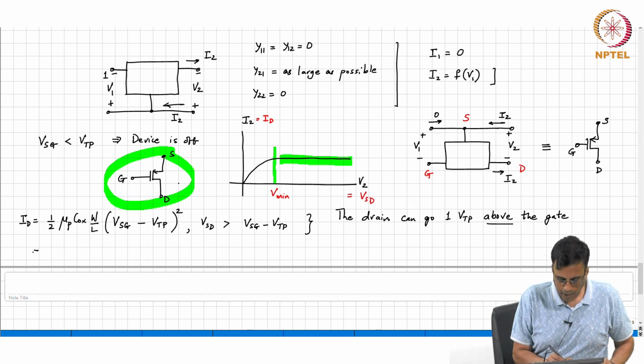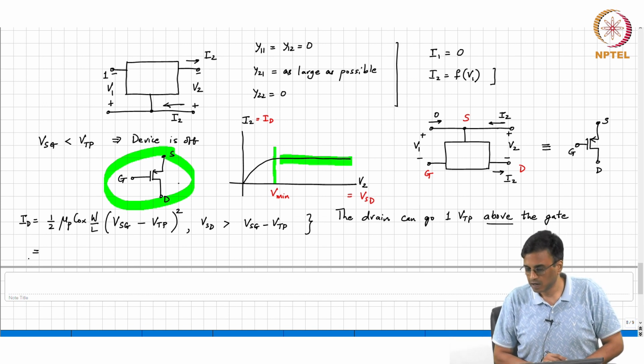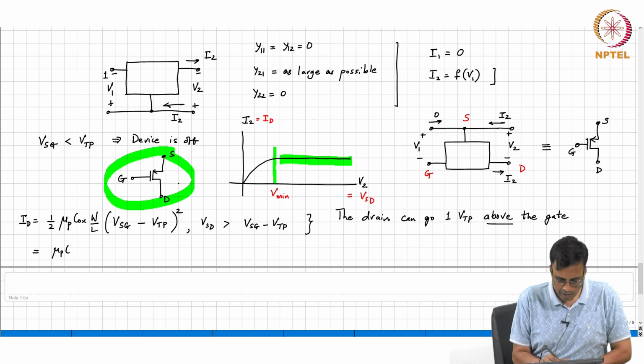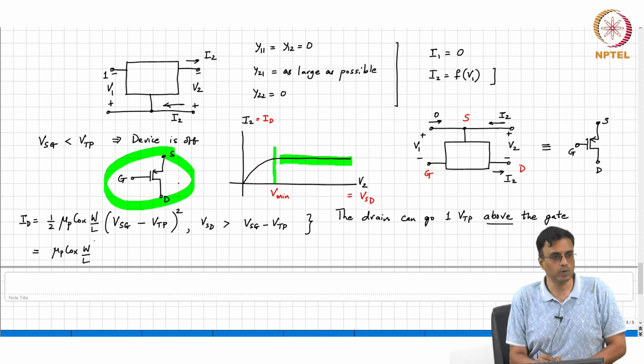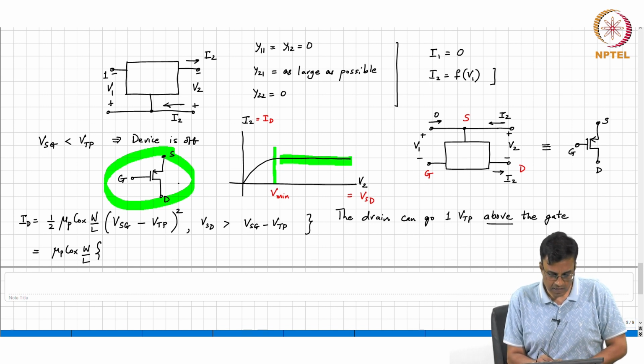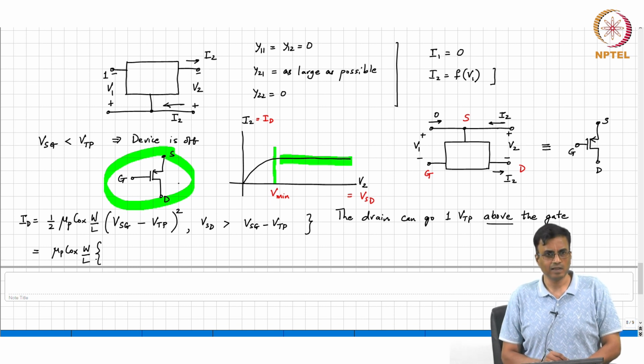And of course, now what happens if the drain indeed goes higher than one threshold above the gate? Well, the form of the equation is really the same. The transistor gets into the triode region, and in the triode region, what is the equation of the NMOS transistor? In the NMOS transistor, the equation was mu n Cox W by L times VGS minus VTN times VDS minus VDS square by 2.